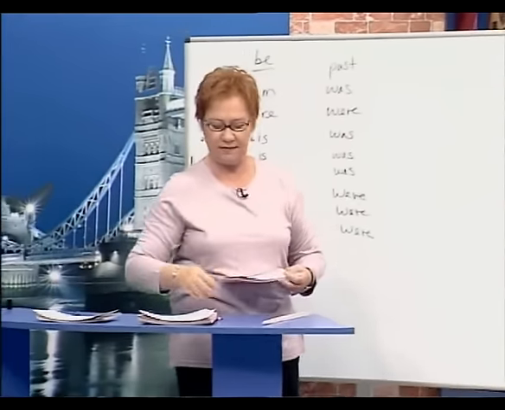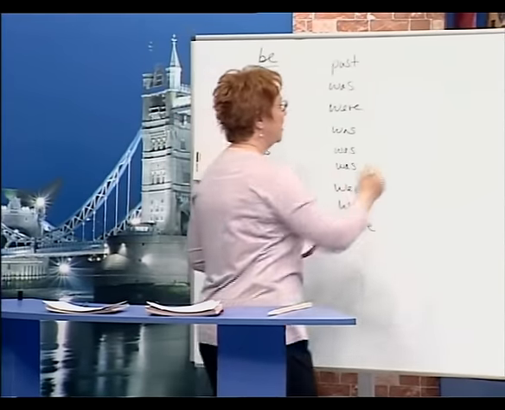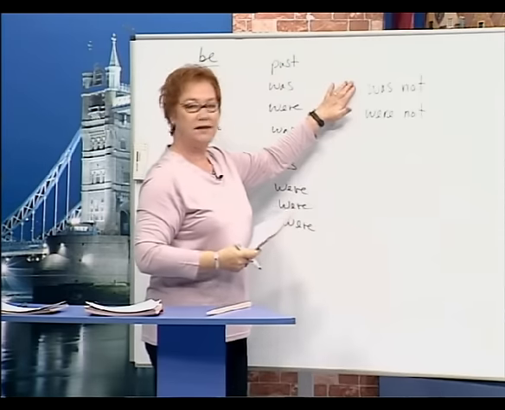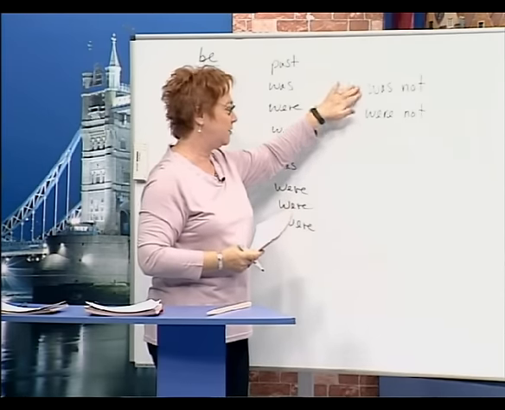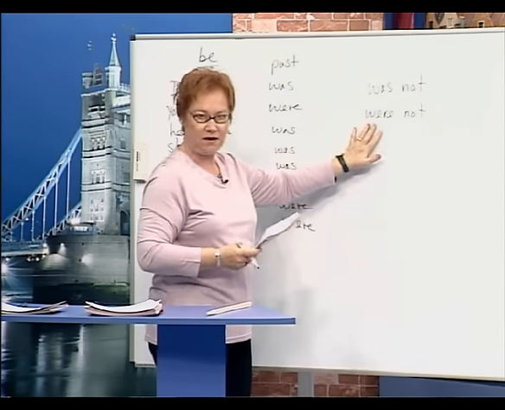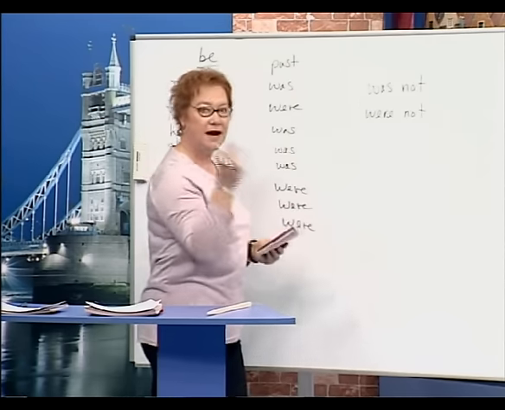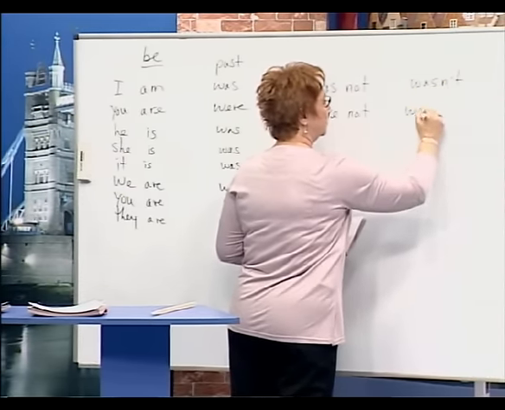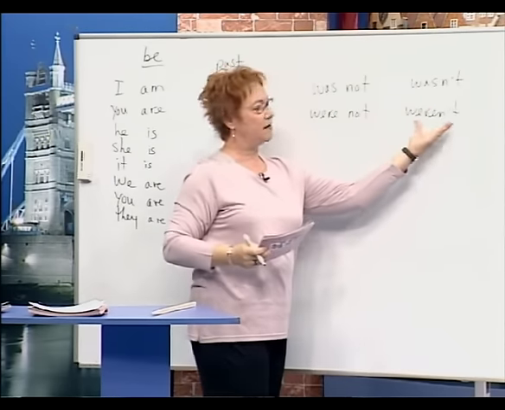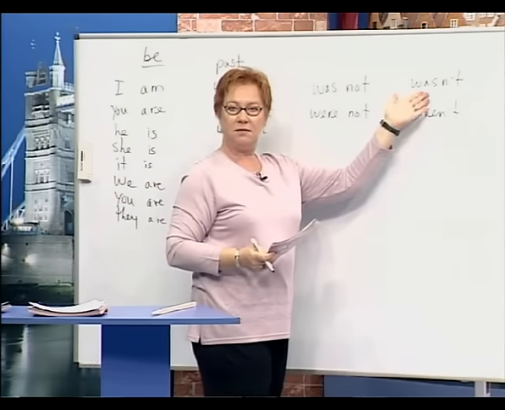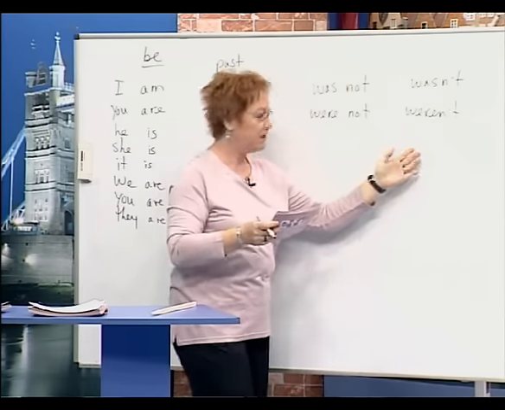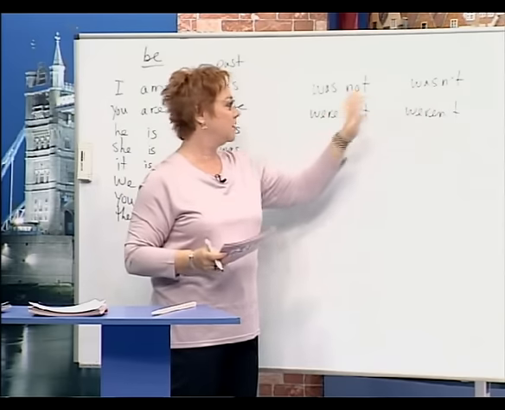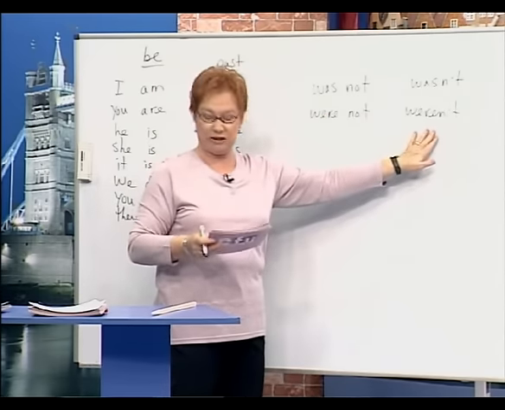Now, the four forms of the negative past are was not and were not. Was not, I was not, he was not, she was not, were not, you were not, they were not, for example. Okay? Now, to make them shorter, we say wasn't and weren't. Okay? Now it's shorter. I wasn't, you weren't. Okay? So, was not becomes wasn't, were not becomes weren't.